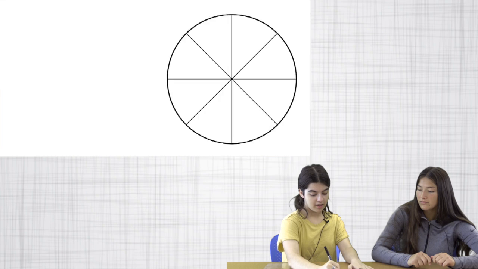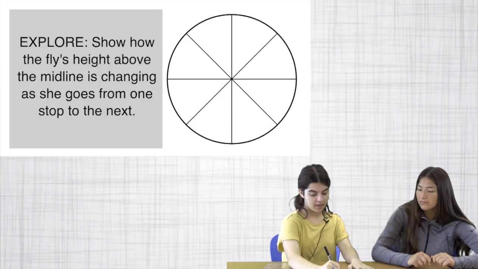In the previous episode, the students got a feel for how the height of an object changes as it travels along a circular path. In this episode, they will continue to explore this by imagining a fly traveling on the tip of a blade of a fan. They consider the height of the fly at 8 different stops. Then they show how the fly's height above the midline is changing as she goes from one stop to the next.